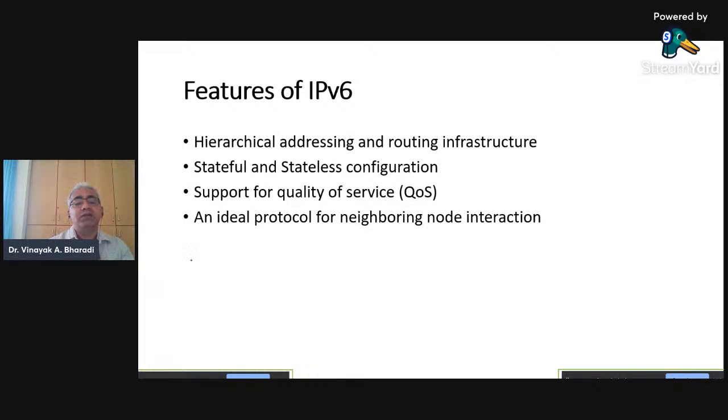IP version 6 has hierarchical addressing and routing infrastructure. Then it is both stateful and stateless. Then quality of service: there is always packet drop, connection time, connection lifetime, all these things that will decide the quality. What will be the loss when you are transferring packets, how many retries will there be, what is the probability of successful transmission? This is better in IP version 6. It is an ideal protocol for neighboring node interaction, so that is mainly one of the IoT requirements.